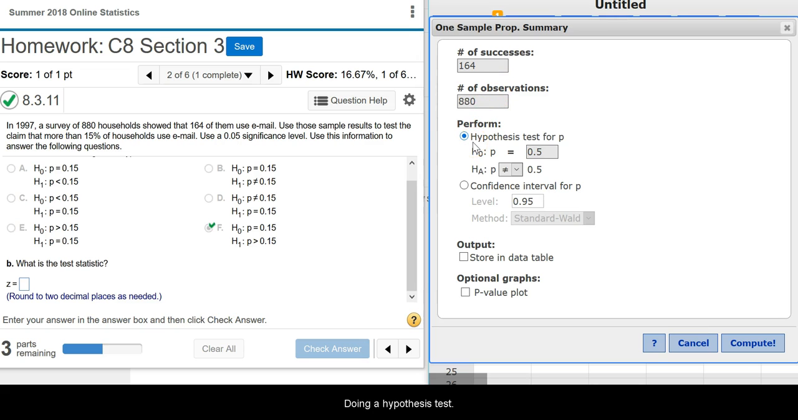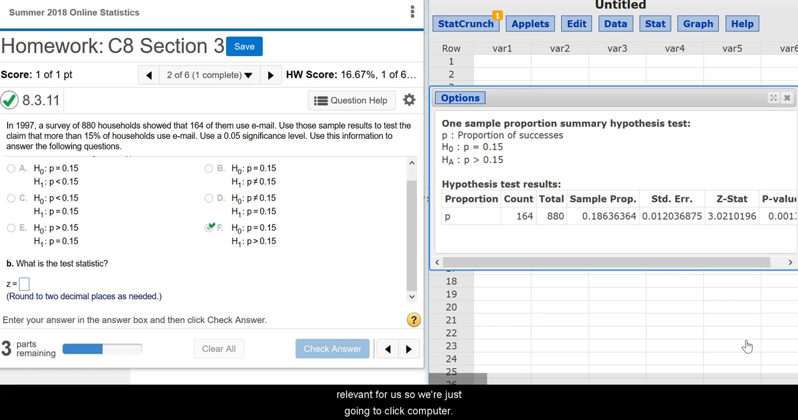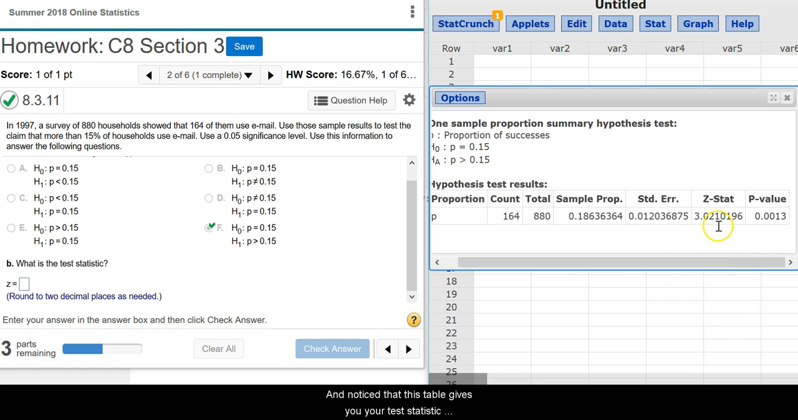You're doing a hypothesis test, so your sample proportion was 15%, and so you need this to be greater than, because you want this part to mirror what you've checked off over here. Once you've put those values in, nothing else here is relevant for us, so we're just going to click Compute, and notice that this table gives you your test statistic and your p-value.